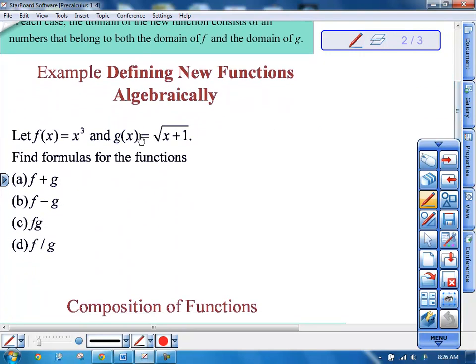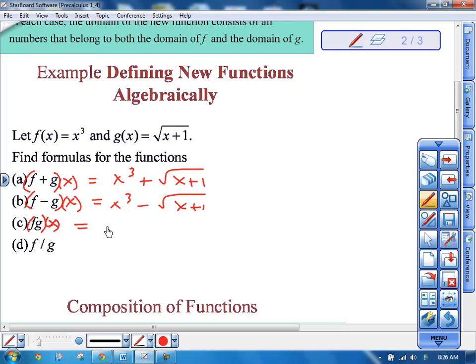All right, so here's an example then. Super simple. When you add them, you just add them. So the notation would be f plus g of x equals x cubed plus the square root of x plus 1. When you subtract them, the notation would be f minus g, so x cubed minus the square root of x plus 1. And when you multiply them, the notation would be f times g of x equals x cubed times the square root of x plus 1. And there's nothing to even simplify in any of these, so I'm just leaving it like it is. And then f divided by g of x equals x cubed over the square root of x plus 1.